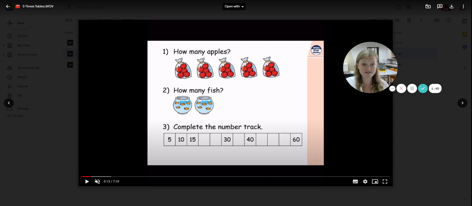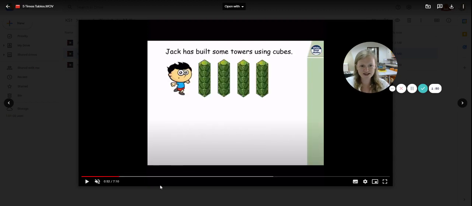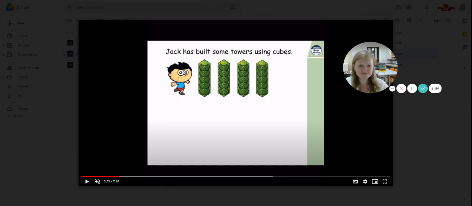Have you got your counting in fives very fluent? Or do you maybe need to go and do a little bit of revision on counting in fives if you couldn't quite keep up with Mrs. Higgins? Okay, next, we're back to Jack and his towers of cubes.